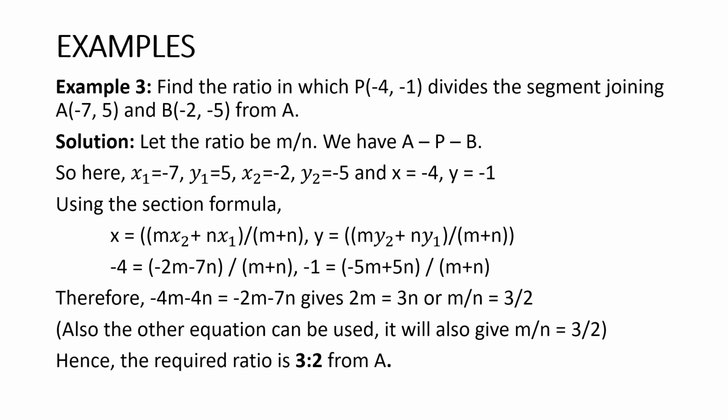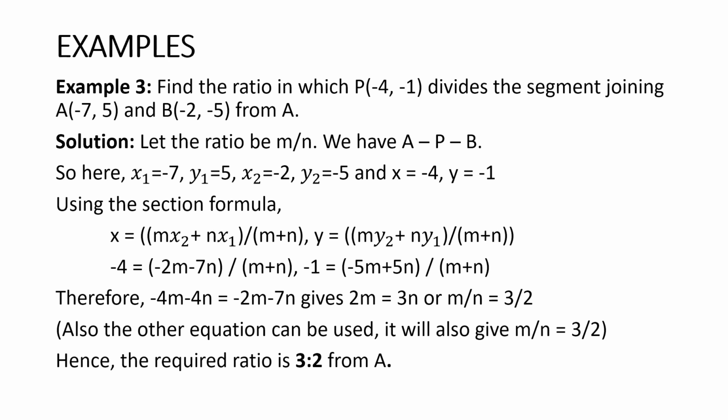Now the coordinates of A are -7, 5. So x1 is -7, y1 is 5. Coordinates of B are -2, -5. So x2 is -2, y2 is -5. And the point which divides has the coordinates -4, -1. So x is -4, y is -1.